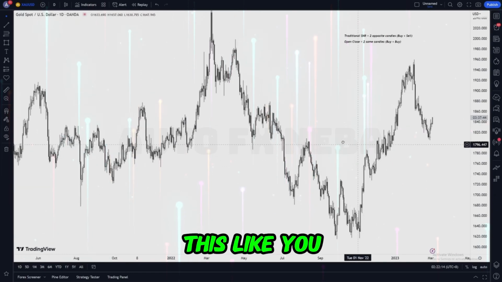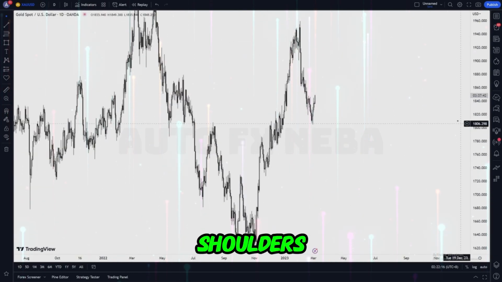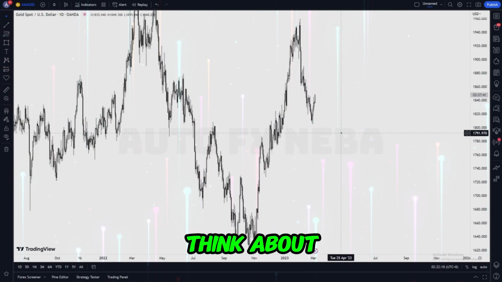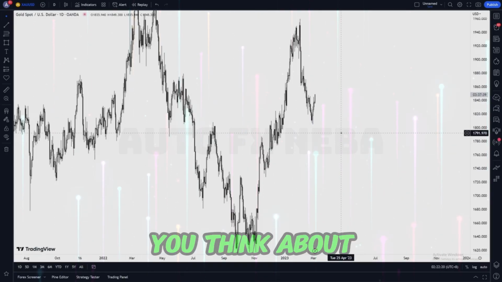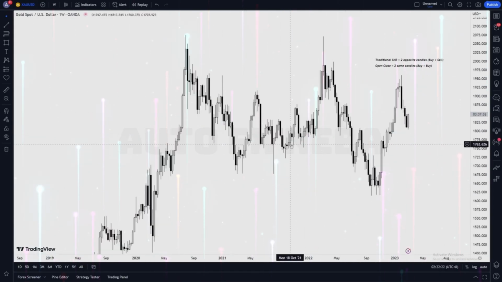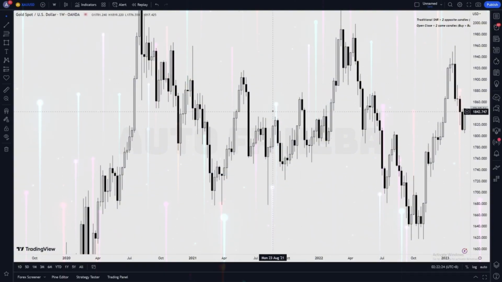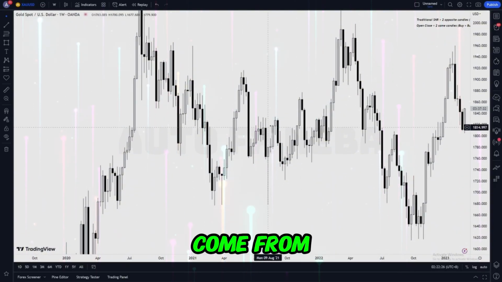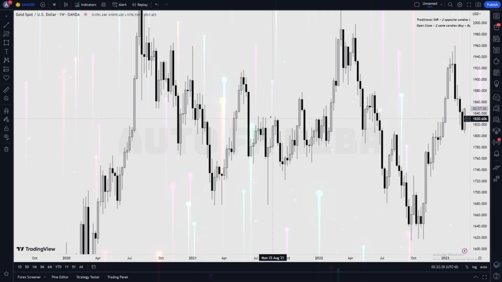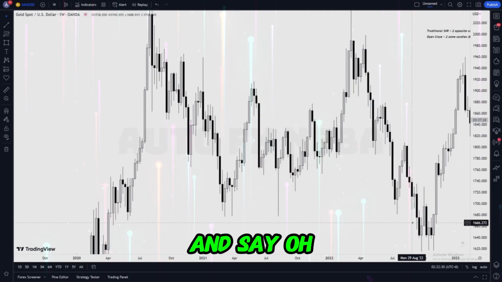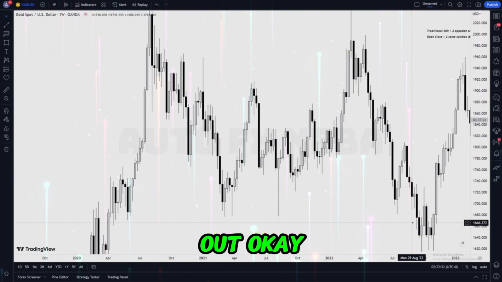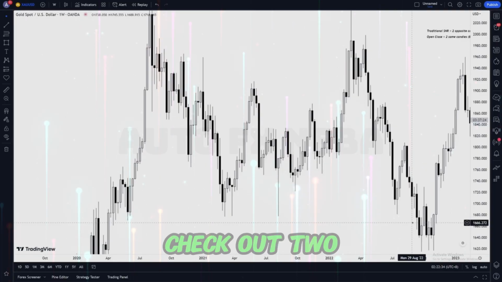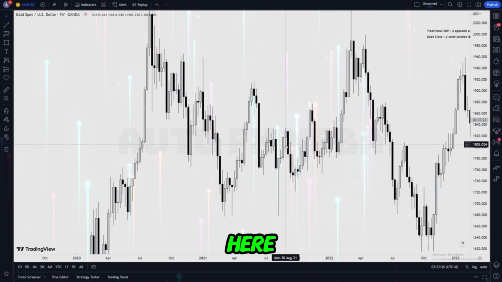Think about this like you think about left shoulders. You get what I'm trying to say? Think about what I'm about to tell you the way you think about left shoulders. Where did this come from? Sure, you can argue and say, oh, by the way, guys, check this out. Check out two different perspectives right here.